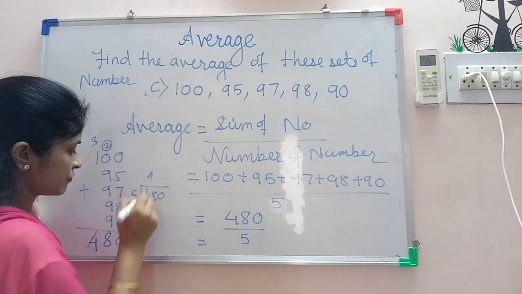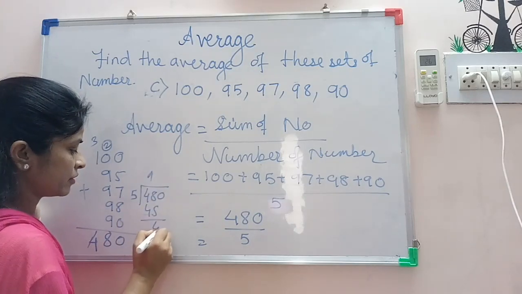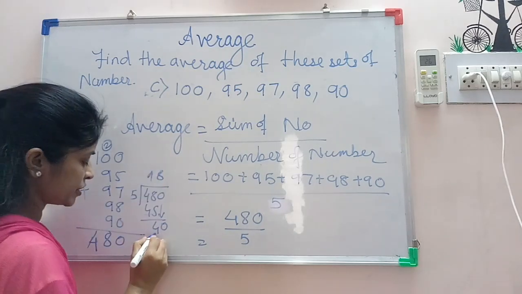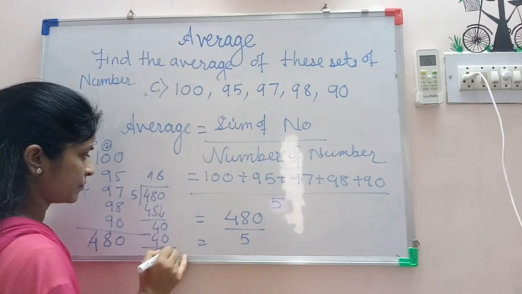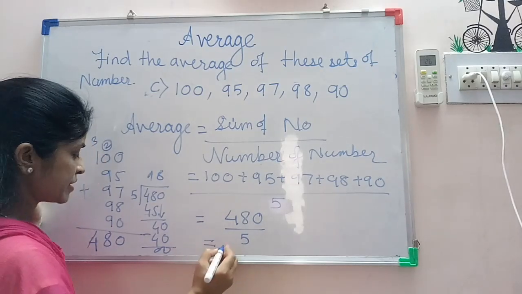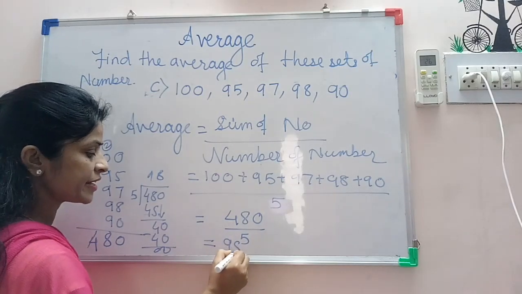5 nines are 45, okay, and 5 eights are 40. So the average of this set of number is 98.